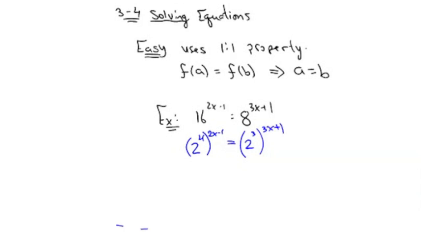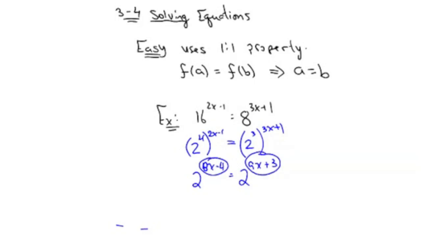Great. Now what? So now you multiply the 4 and the 2x minus 1. Right. Power to a power, you multiply. So this becomes 2 raised to the 8x minus 4 is equal to 2 raised to the 9x plus 3. F of a is equal to f of b implies the insides have to be equal. So 8x minus 4 equals 9x plus 3.